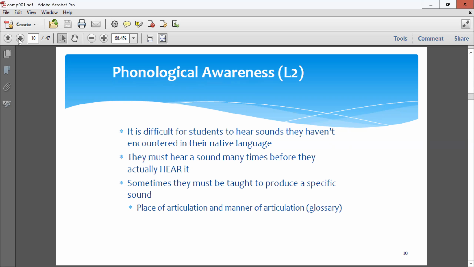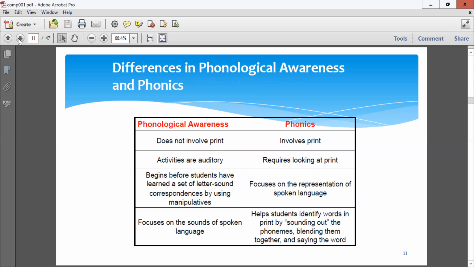So there's different ways of articulating sound, both in the way you form your mouth, but also in the type of sound that you produce, whether it's open, closed. You don't have to really know all the terms or anything on the glossary, but knowing that that's an important thing that students of other languages may need explicit instruction in is pronunciation and how to make sounds.